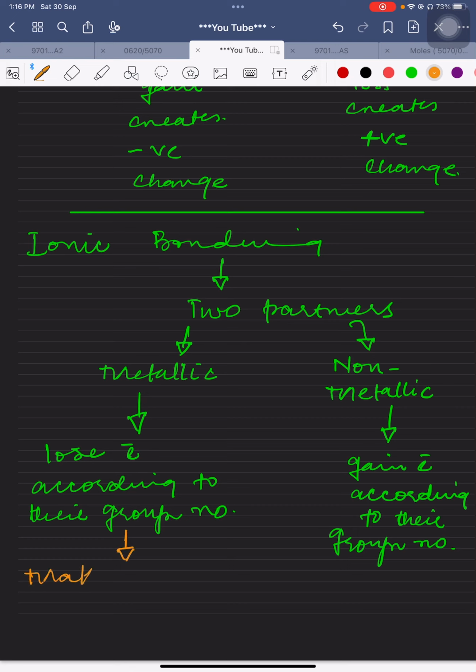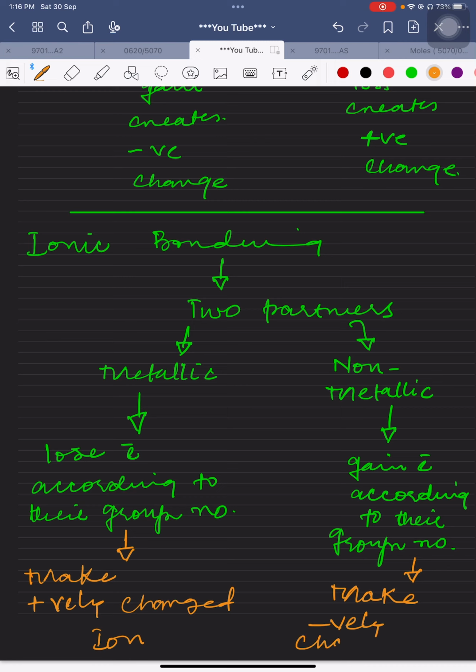Metallic partners make positively charged ions, whereas non-metallic partners make negatively charged ions. All right. So this is how ionic bonding is progressing.